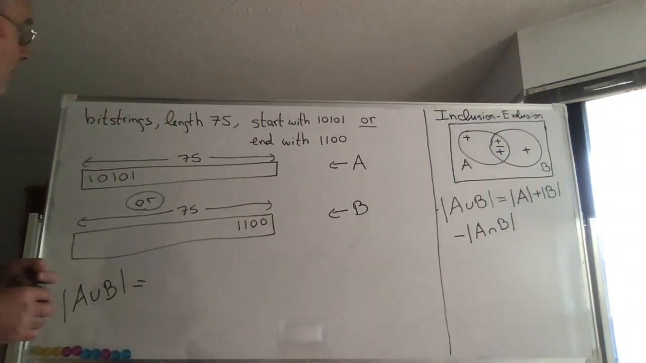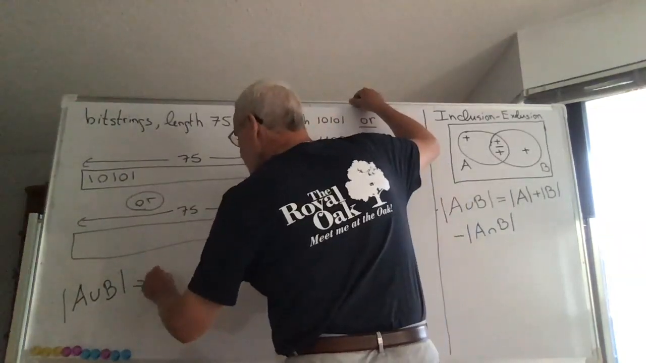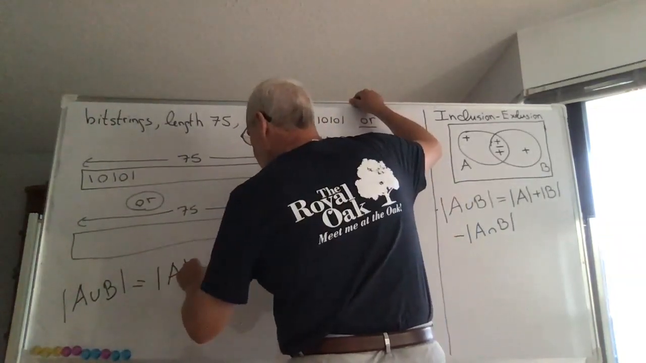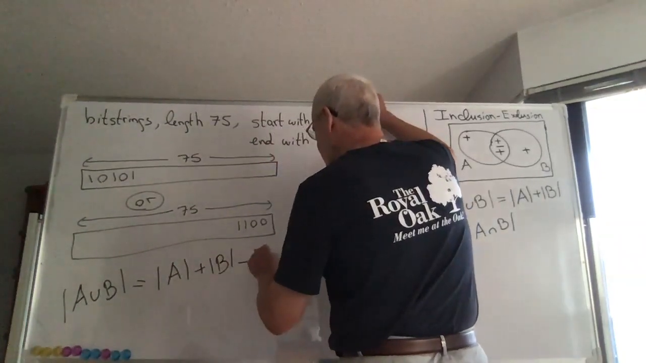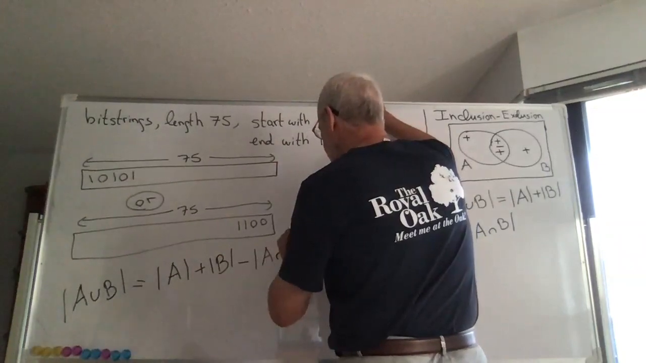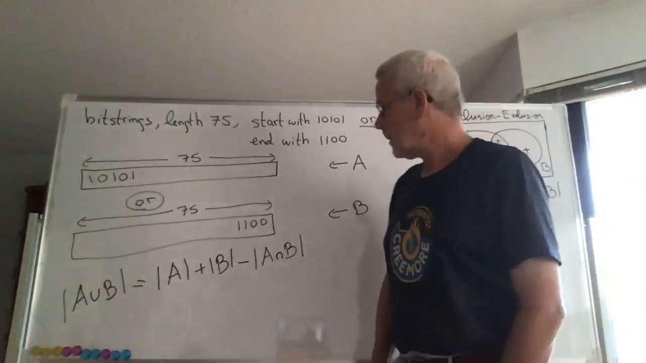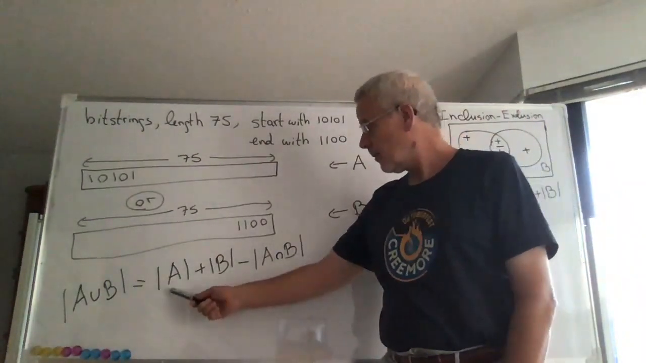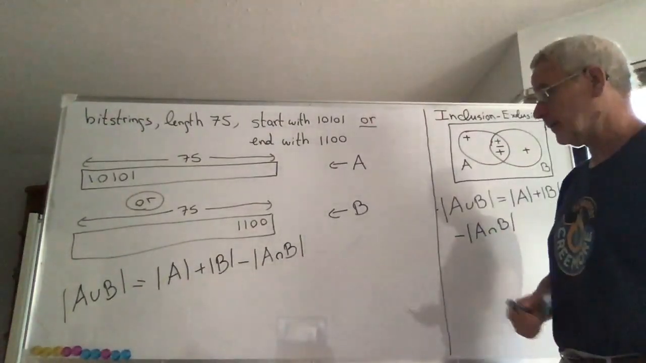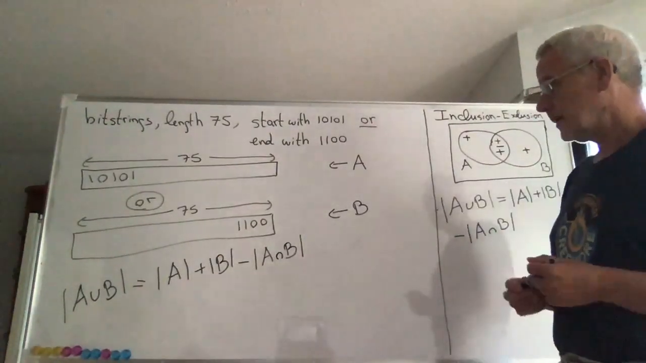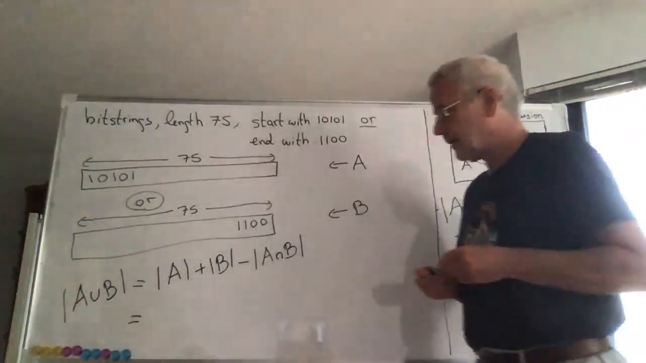So the size of the union, inclusion-exclusion says, well, we take the size of A, we add to it the size of B, and we subtract A intersected B. And we will see in a moment, here we have three terms, and each of these terms is easy to determine. So let's see, how can we do this? How many strings are there in the set A?